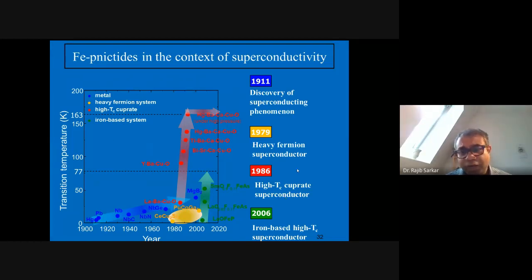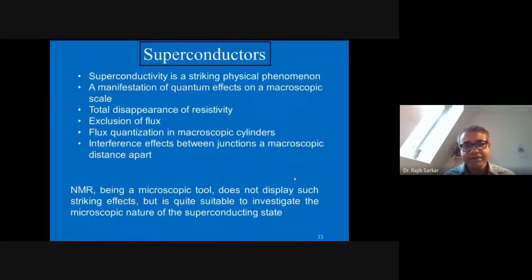But so far, there is no real theory available that can justify the high-TC cuprate superconductivity. And more recently, in 2006, another set of superconductors came along: the iron pnictide superconductors. These are also unconventional in nature, and this is a very interesting field. So I'll give you briefly a little bit about the iron pnictide superconductors in general.